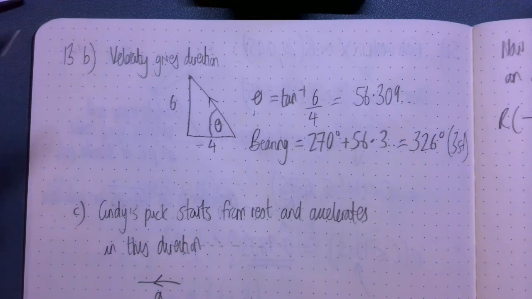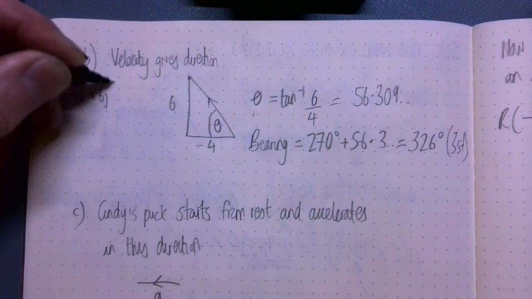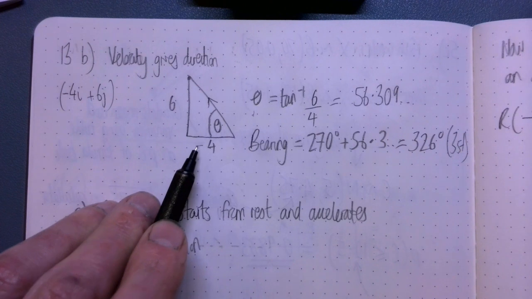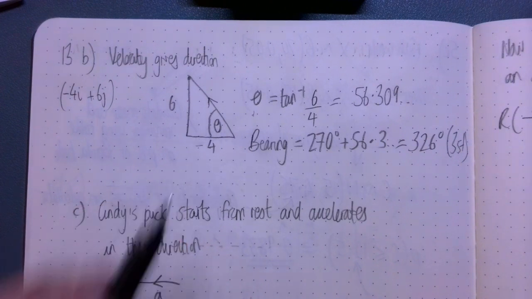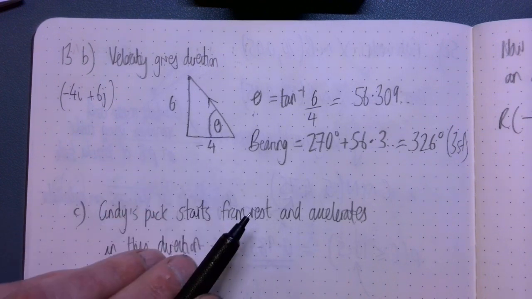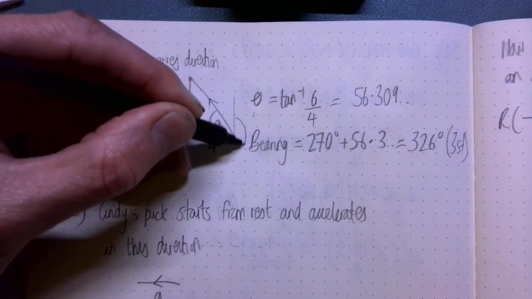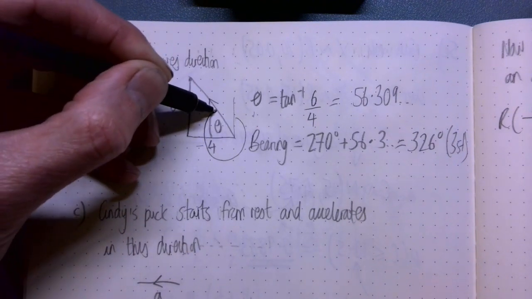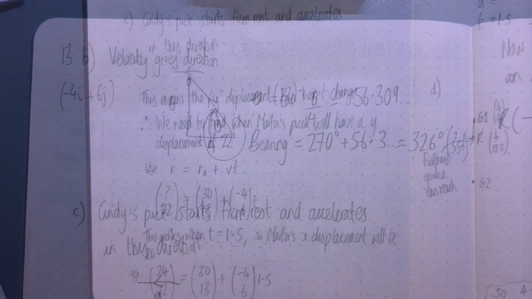So the velocity, we're told, is minus 4i plus 6j, which looks like that. And the velocity gives us the direction. So I worked out this angle here using tan, and then you've got to remember that the bearing is the angle clockwise from north. So it's 270 degrees plus that angle there.